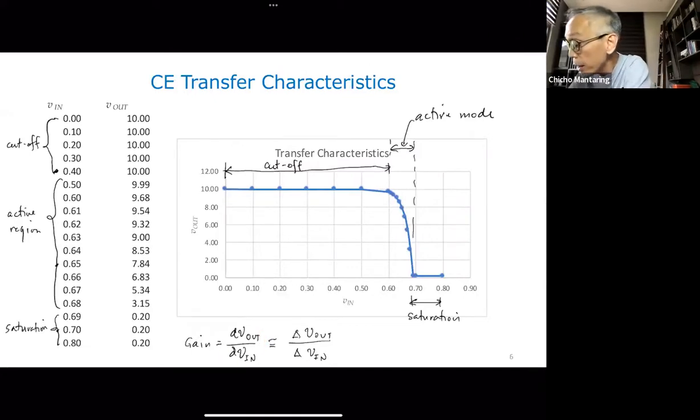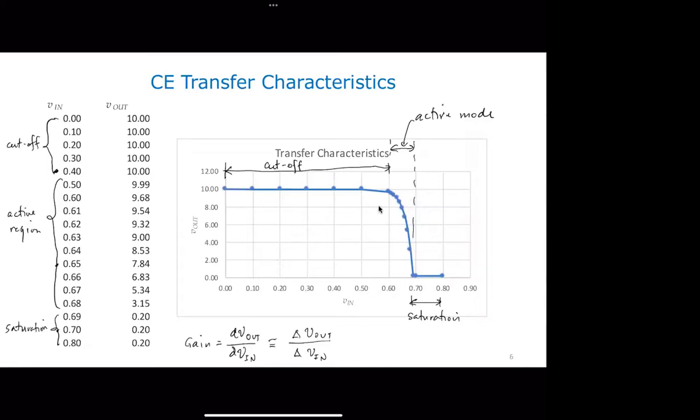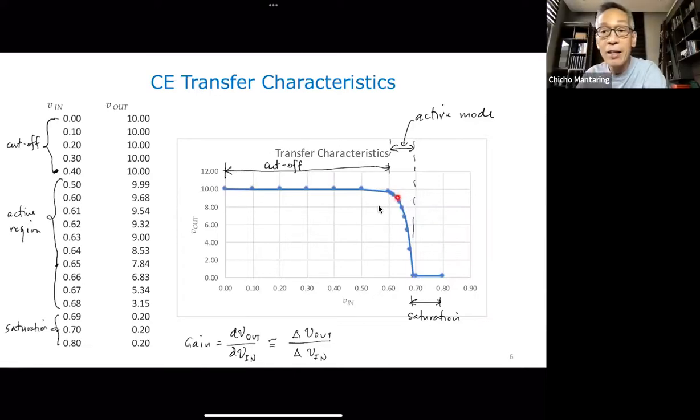And take note that depending on my operating point, I have different values of gain. Let me ask you a question. Where is my gain higher? Is my gain higher at this point, or is my gain higher at this point? Just by looking at the curve, where is my gain higher? Is it higher up here or is it higher down here? The one on top, sir? Here? Yes, sir. Think about it again.